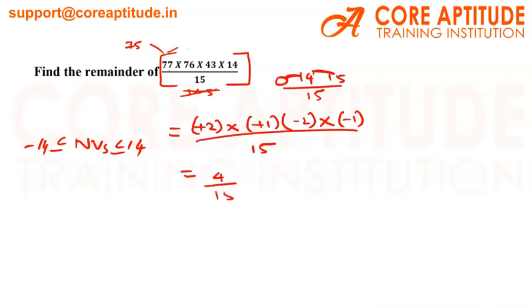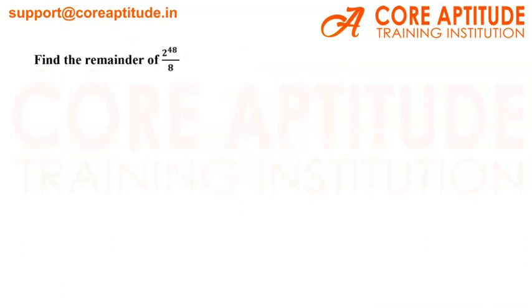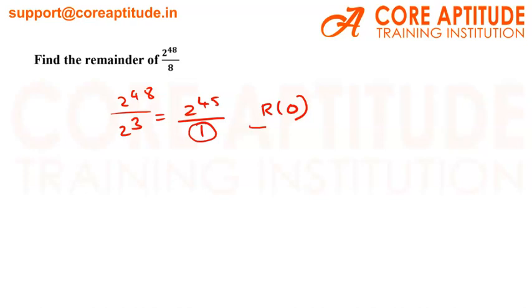4 divided by 15. Find the remainder of 2 power 48 divided by 8. So this is a fraction. Yes, I can reduce this fraction. So this is 2 power 48 divided by 2 power 3. This has become 2 power 45 divided by 1. So here remainder will be 0 because the numerator and the denominator have a common factor 8 that got cancelled out, and you are left with the denominator as 1. So in that case the remainder will be 0.